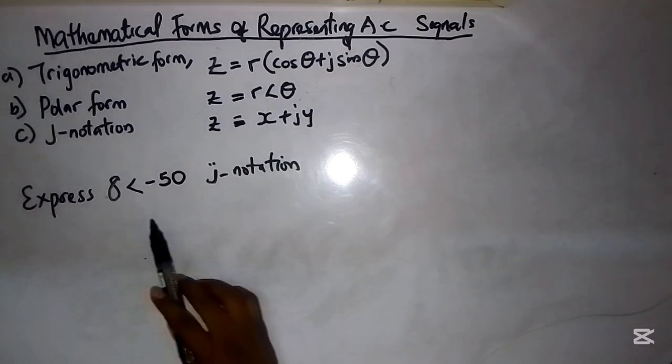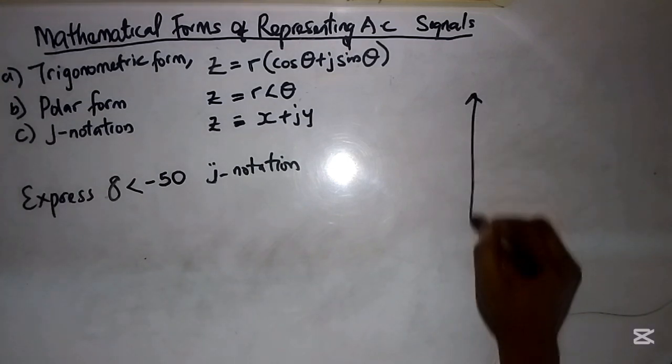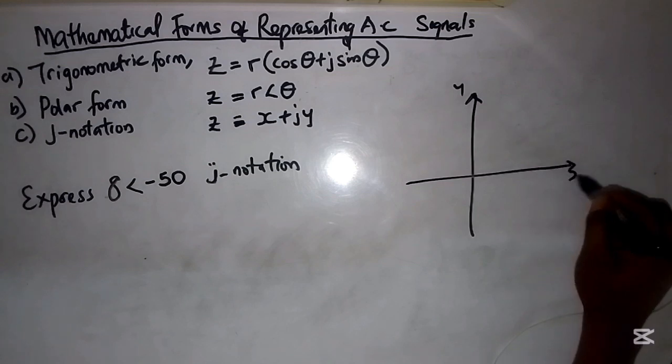Express 8 at an angle of minus 50 degrees in j-notation. Of course, we're going to represent it on our graph. This is our y axis and this is our x axis.